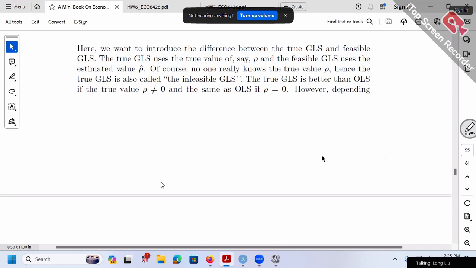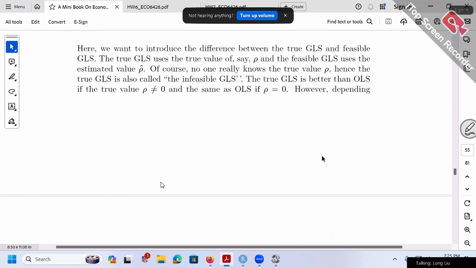The short answer is we don't know. It could be really bad if your rho hat is really off. If your rho hat is far away from the true value rho, then of course we cannot guarantee your feasible GLS is still better than OLS. No, we cannot conclude that anymore.